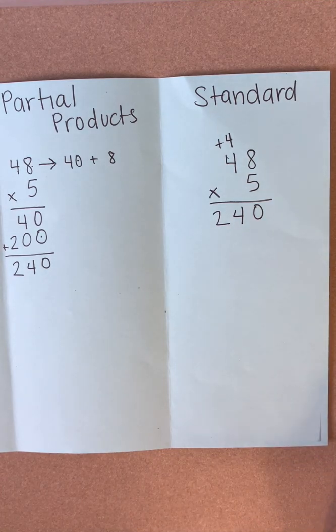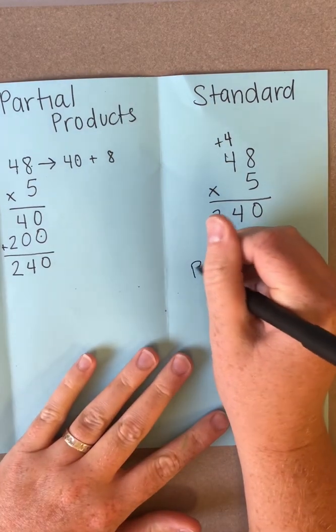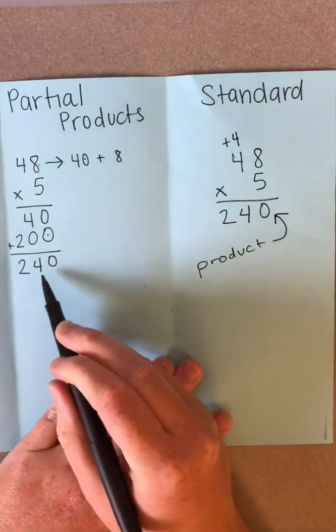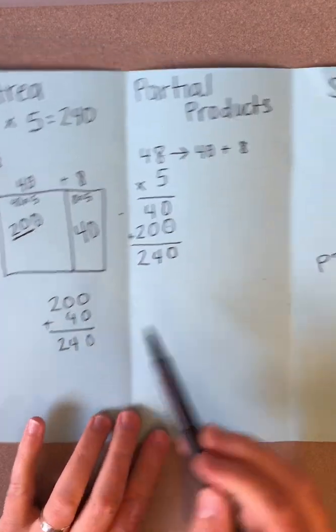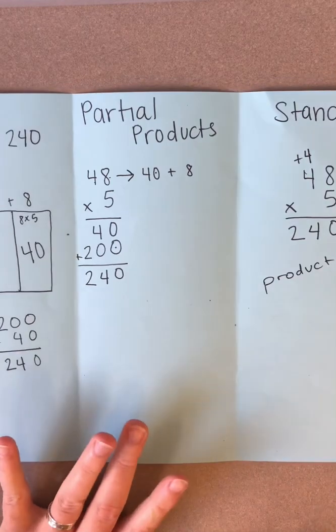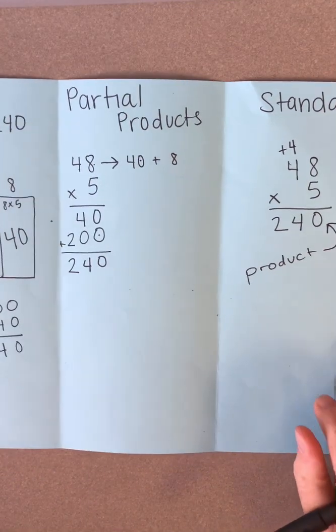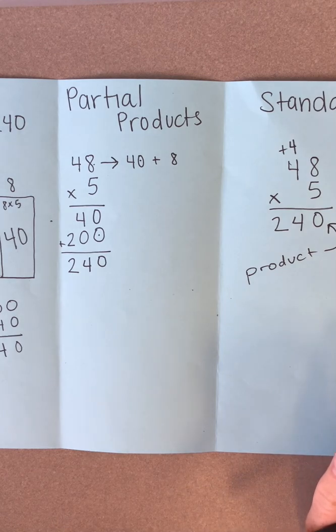And everybody, what is the answer to a multiplication problem called? It is called a product. So all of these 240s that we got are just different ways to represent multiplication. We all got the same answer, and they are all called products.